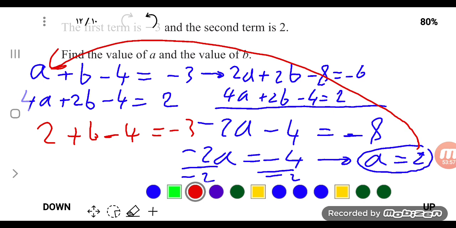Now it's easy to solve for b. Take 4 to the other side, or let's take 2 also to the other side. So 2 minus 4 is -2. Take it to the other side, you get b equal -3 plus 2, and this will be -1. So b is -1 and a is 2, and that is the answer.